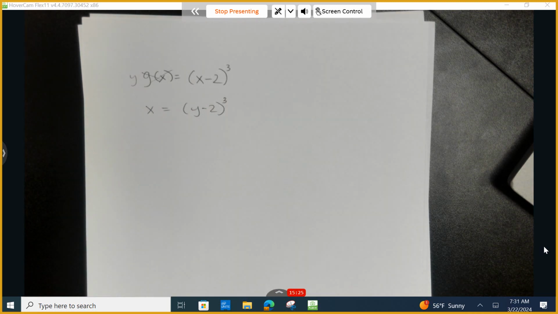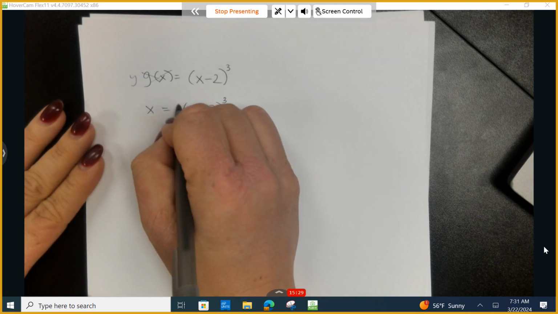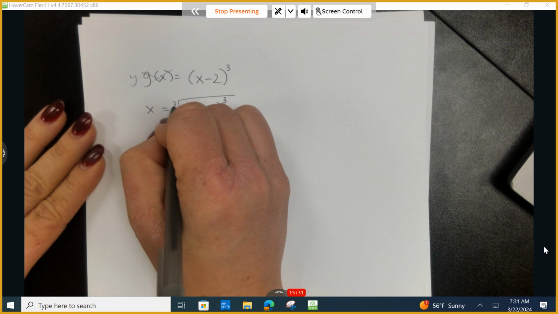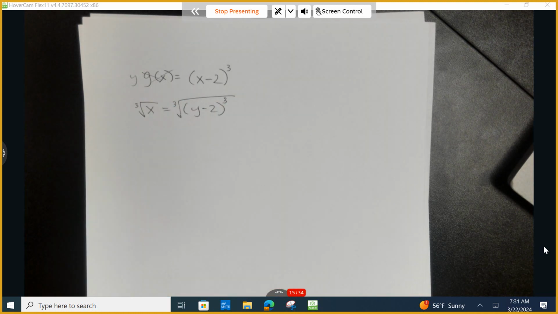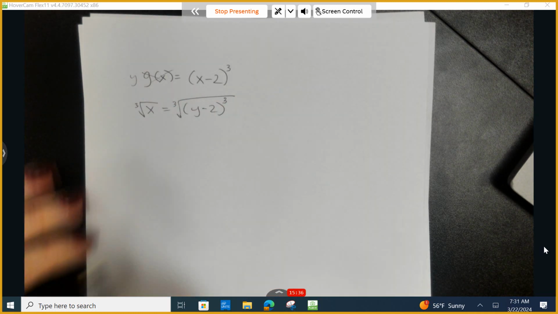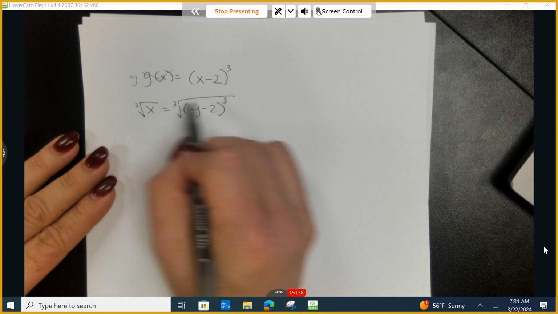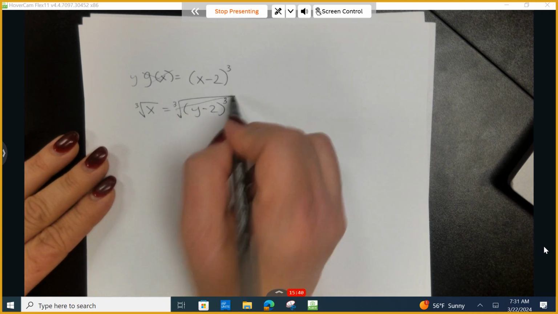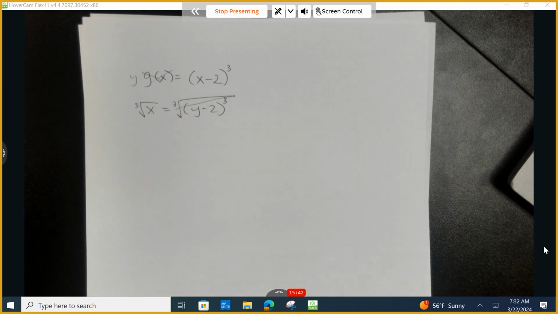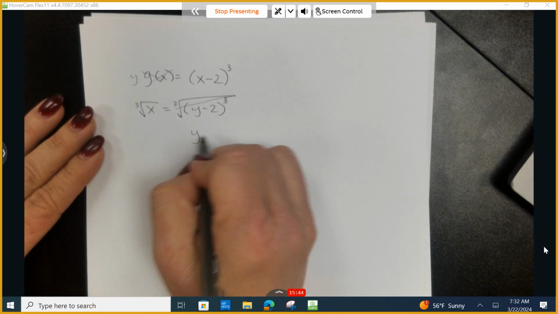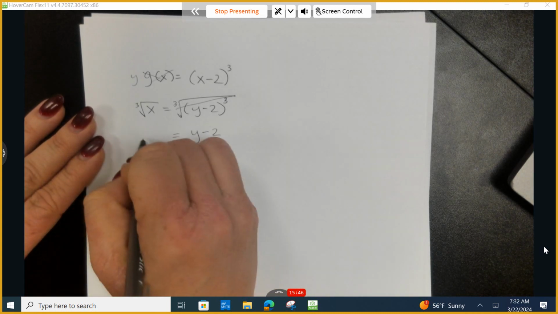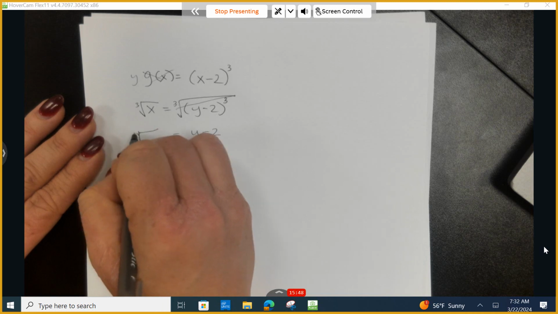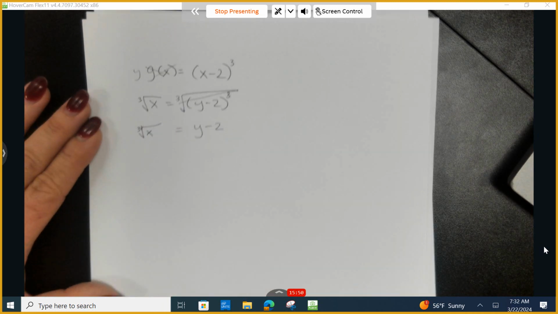So how do I remove a cube? We have different ways that we can do it. I'm going to do the cube root. So I'm going to do the cube root on both sides. In doing so, the cube root and the cube are going to simplify. You may think of them as canceling out in your mind, but they simplify to 1. And I have y subtract 2 equals the cube root of x.